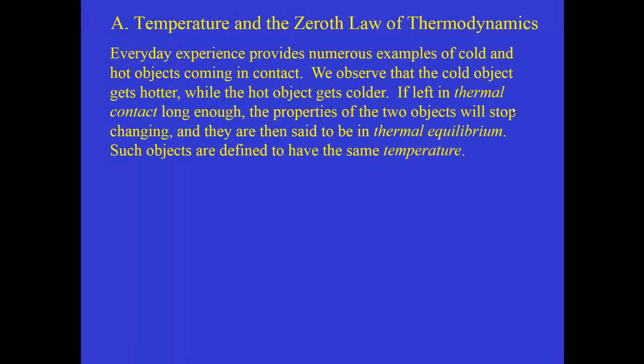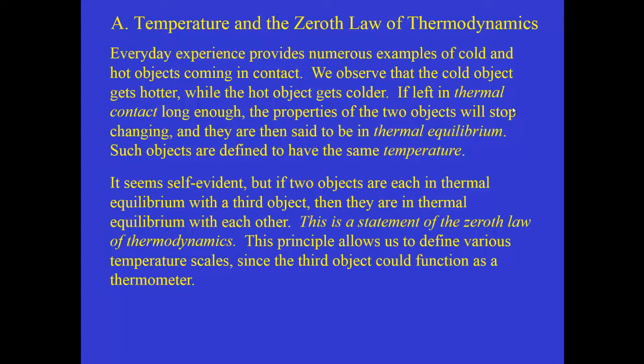Now first we have to start with some definitions. And we understand through our everyday experience that we have numerous examples of hot objects and cold objects coming into contact. And we observe that the cold object gets hotter while the hot object gets colder. And if these two objects are left in contact long enough, then their properties will stop changing. And when that happens, those two objects are said to be in thermal equilibrium. And the property of the two objects that then is the same is something that we call the temperature. And we'll talk in just a minute a little bit more about what temperature means.